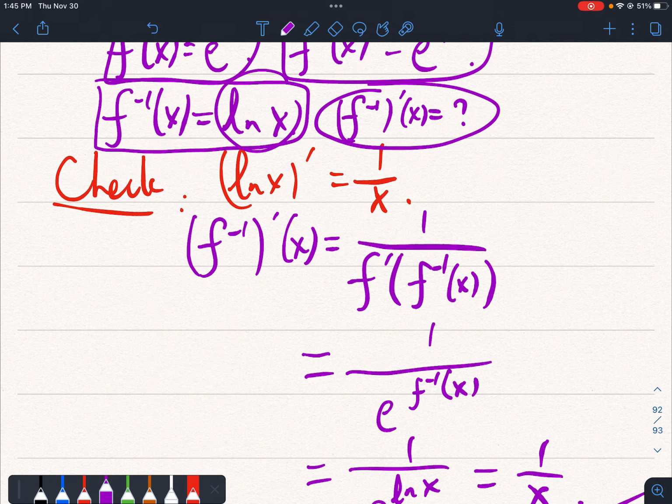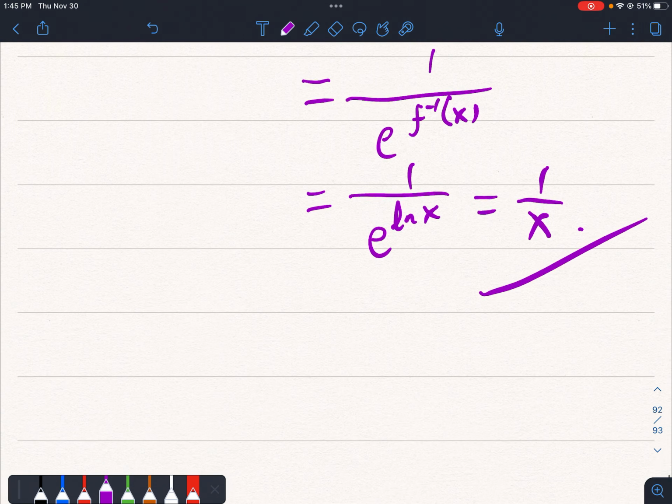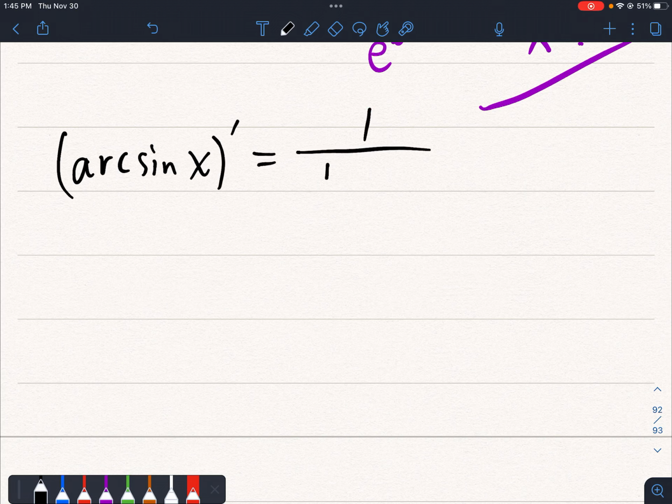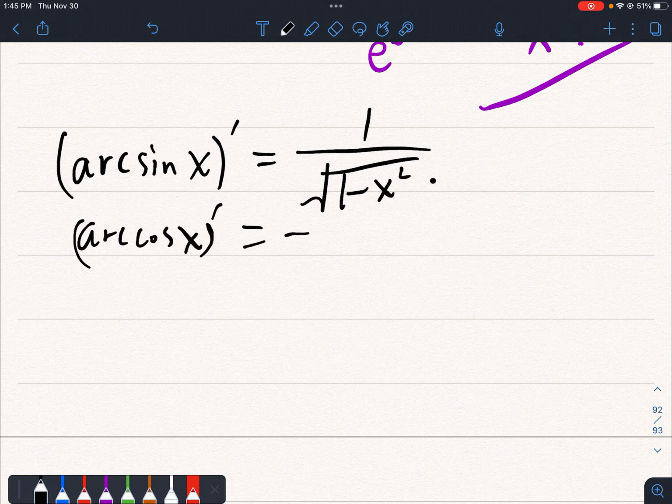So this is what you can do with the inverse functions. And if you play with all the inverse trigonometric functions, then what you can get is the following formulas. The first one is the derivative of arc sine. I will talk about arc sine maybe later, or maybe in this video. So this is 1 over square root of 1 minus x squared.